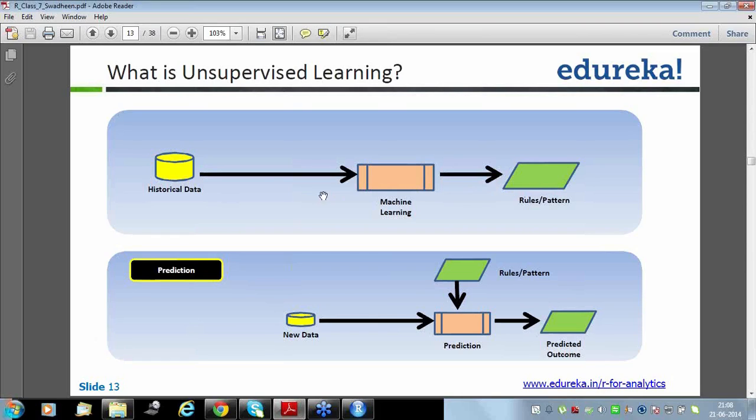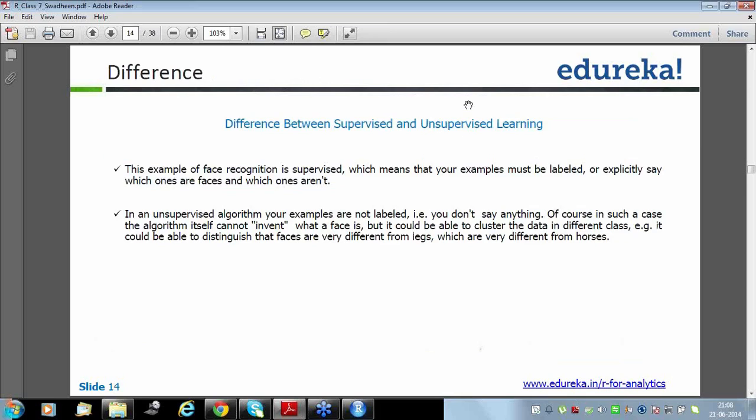Okay, so we'll apply the machine learning, we'll have the rules and patterns, and then we'll try to use the same rules and patterns on the new data and try to predict. So that is what unsupervised learning is. So we'll have one unsupervised learning session in today's class, right? Difference between supervised and unsupervised learning.